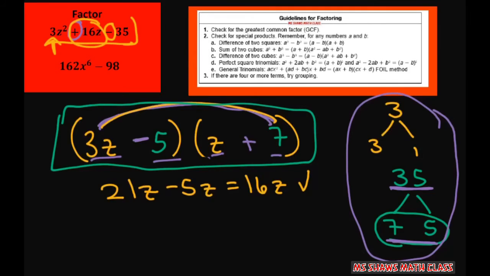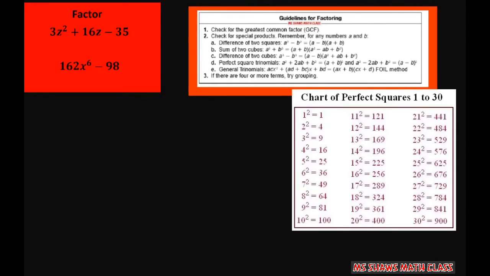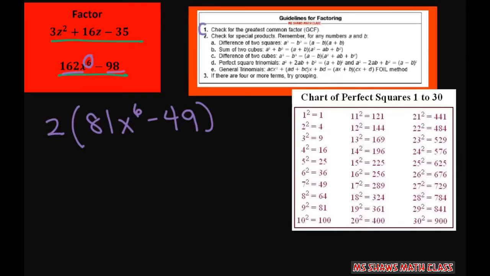Now, the next one, it's not a trinomial. It's a binomial with degree 6. It's an even number. I also notice I can factor out a 2 here. And if I factor out a 2, I'm going to get 81 x to the 6 minus 49. So I checked with my first step for guidelines for factoring. I noticed that 81 is a perfect square, and so is 49.